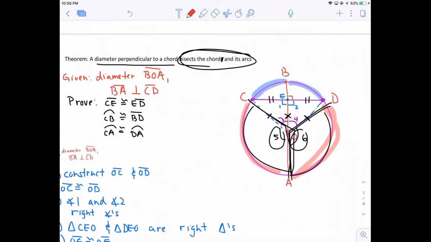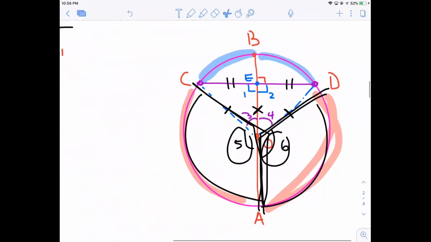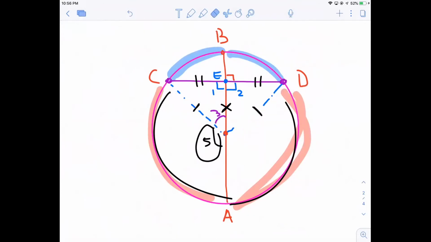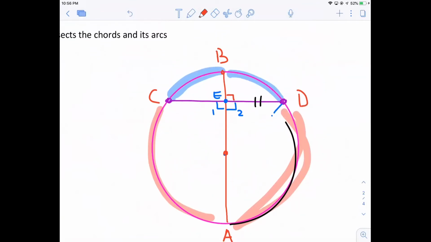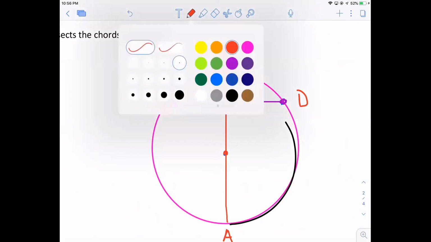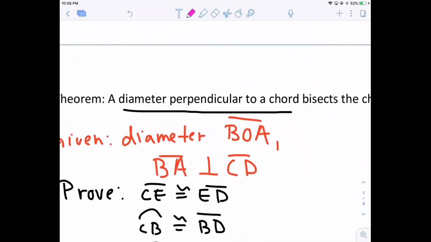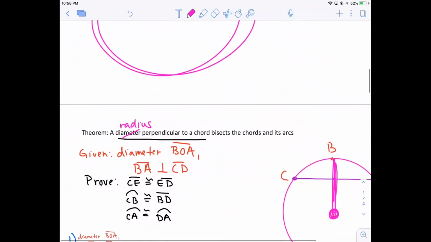So what we just proved back in the last proof is that a diameter creates two congruent chords if it is perpendicular to a chord, right? But wouldn't this also be true if instead of a diameter we did a radius, right? The same exact property also works for a radius. So this didn't need to say diameter. It could have said a radius perpendicular to a chord bisects the chord and its arcs.